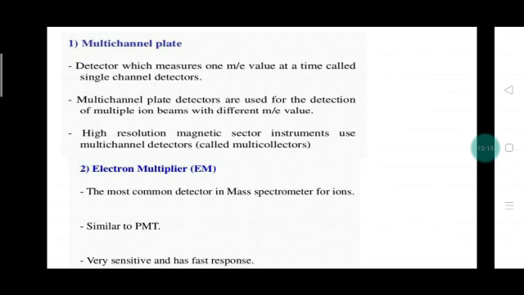Second one is the electron multiplier. This is the most common detector in mass spectrometers for ions. Similar to a PMT, it is very sensitive and has a fast response.